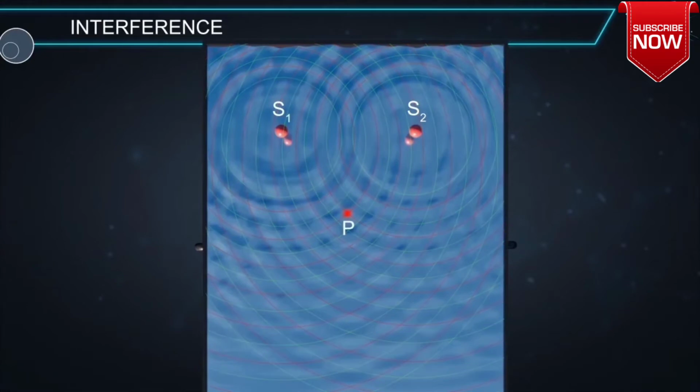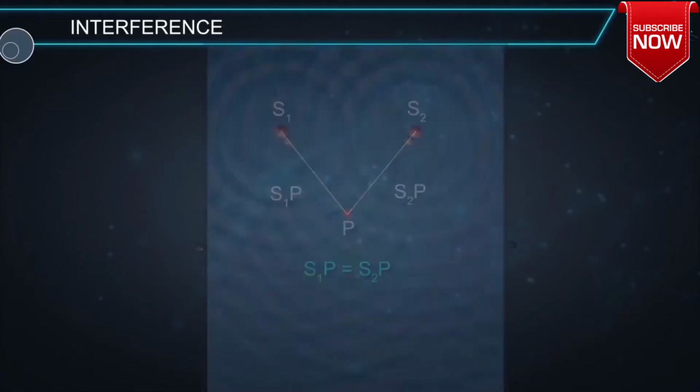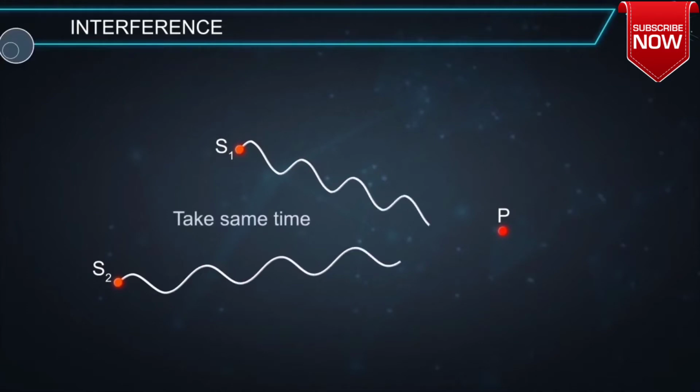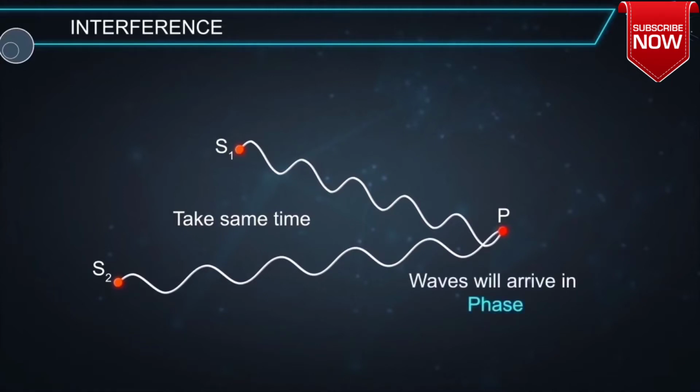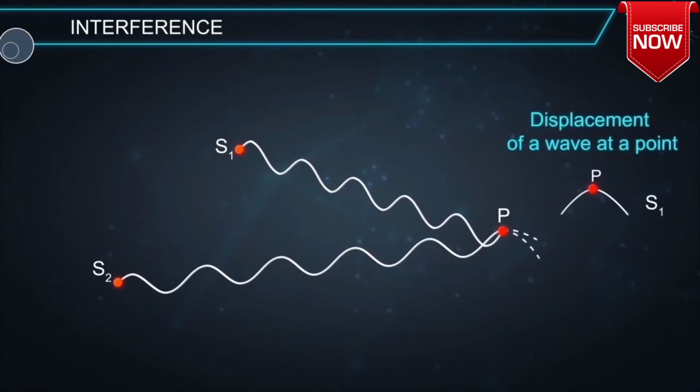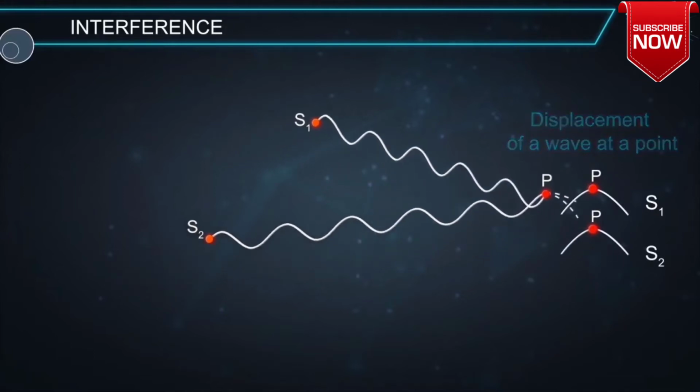Consider a point P on the surface such that it is at equal distances from the sources S1 and S2. That is, S1P is equal to S2P. Since the distances are equal, the waves coming from S1 and S2 will take the same time to reach point P. Therefore, the waves will arrive in phase. The word in phase here means that the displacement of one wave at the point is equal to the displacement of another wave at the same point.